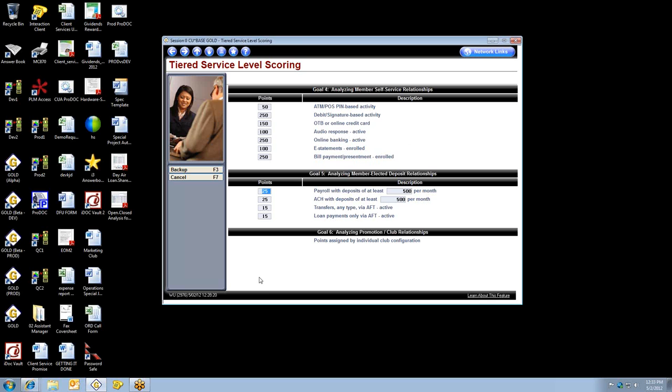Now, when we look to the direct deposit option, we have a couple different options here. We have paper payroll, which is the first option. This happens to be payrolls that you would be processing internally at the credit union for maybe a local business or organization. You do have the ability to put in a certain dollar amount, and then the points will be awarded if they meet that particular threshold.